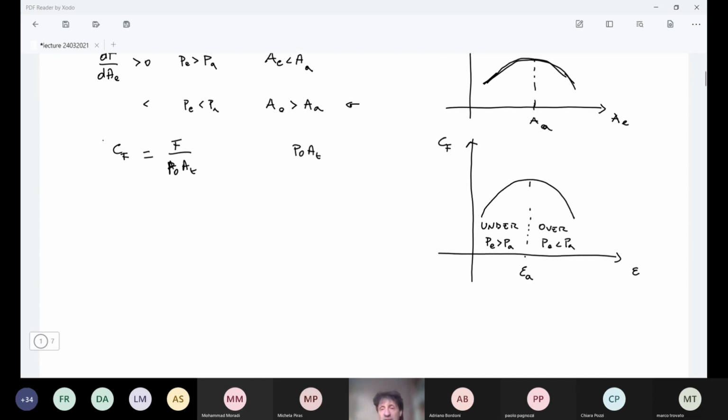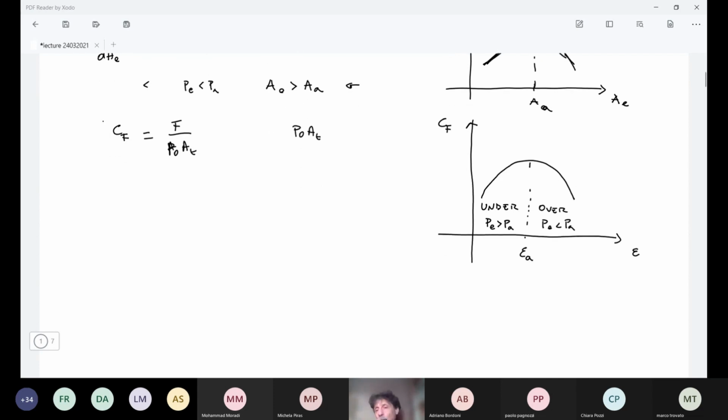So what happens if we consider now another value of P0 over PA? This line corresponds to a given P0 over PA, let's say 1. Let's consider now P0 over PA 2, which is such that P0 over PA 2 is greater than P0 over PA 1.